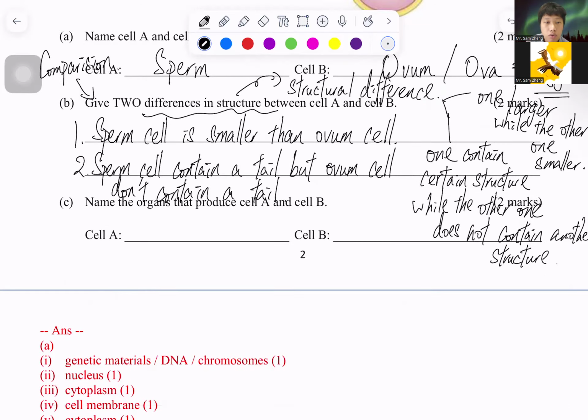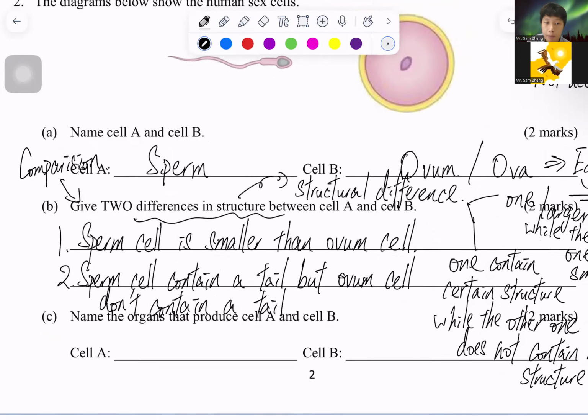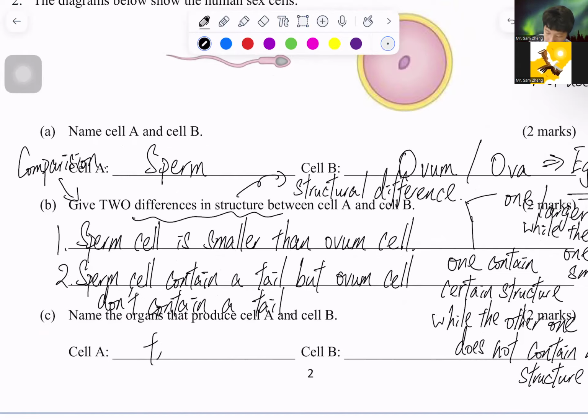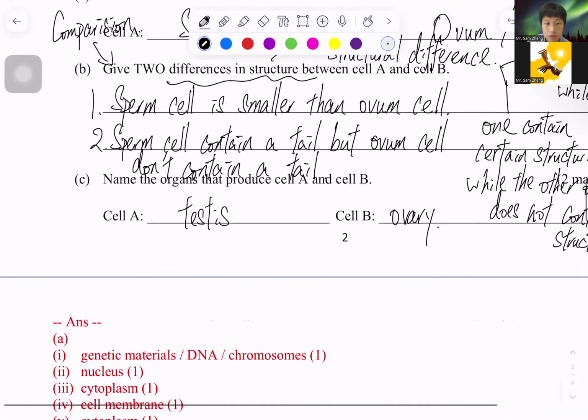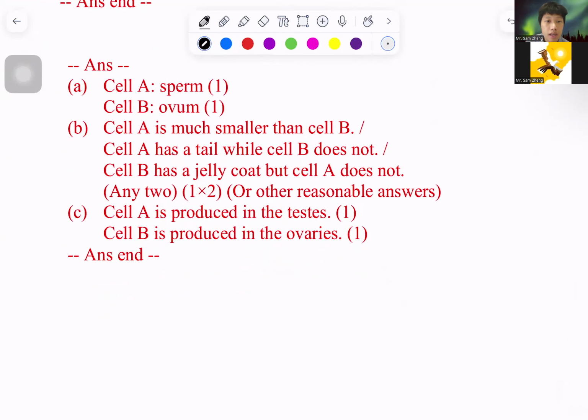Now, which organ will cell A and cell B be produced from? Cell A will be produced from the testis, while cell B will be produced by the ovary. So this is a quick debriefing on the Science Journal 4.3 to 4.4. You can also refer to the answer that I made in the Google Classroom, where there are some other reasonable answers for question B.